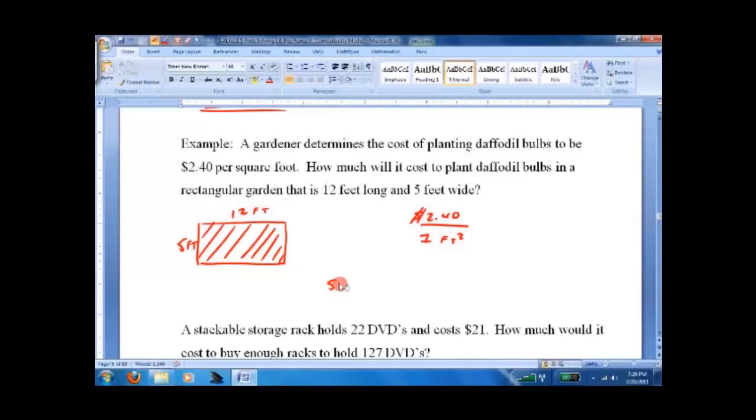So we go 5 feet times 12 feet equals 60 feet squared. We just multiply it up here. Just like common factors, we can cancel units. Multiply it out. And for this, I'm going to pull out a calculator. 2.40 times 60 is $144. Now, you can't check that number and put it back in. You could just check your work if you wanted to. But I was careful while I went along, so I'm sure I did it right.